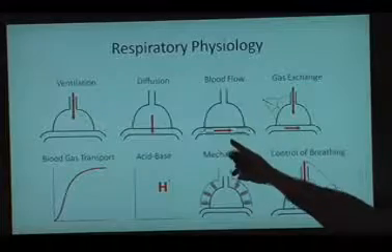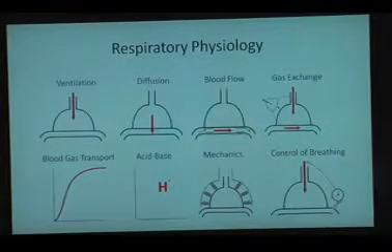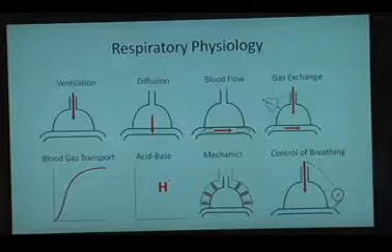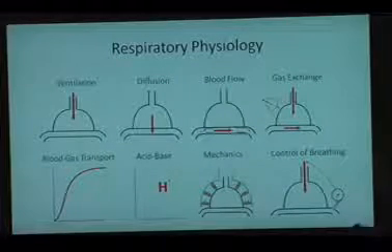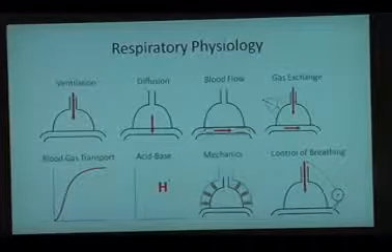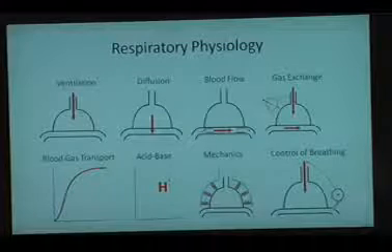So then next time, we will talk about gas exchange. So this will be the physiology of what affects blood gases, primarily oxygenation. So we'll talk about shunt and DQ and some of those fun things, at least fun things for me.